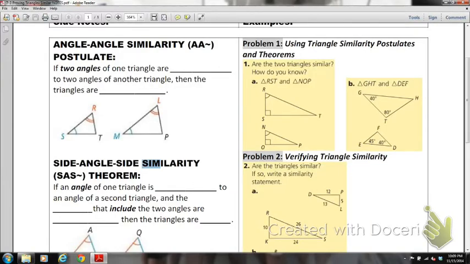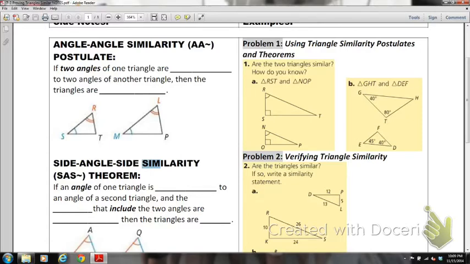In this lesson, you'll learn to prove triangles are similar. The objective is to use three postulates and theorems. One is angle-angle, the other is side-angle-side, and the other is side-side-side similarity postulates and theorems. It's very much like the congruent postulates and theorems that we've learned, but these are for similarity. And you're also going to learn how to use similarity to find indirect measurements.